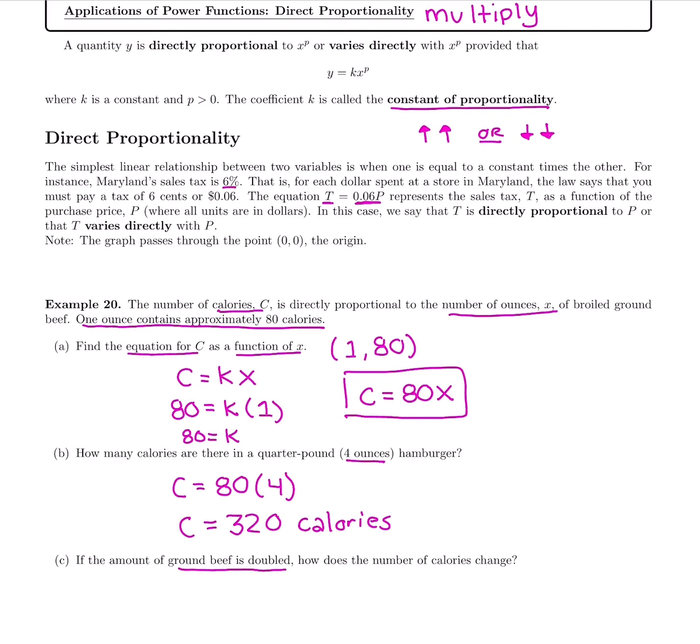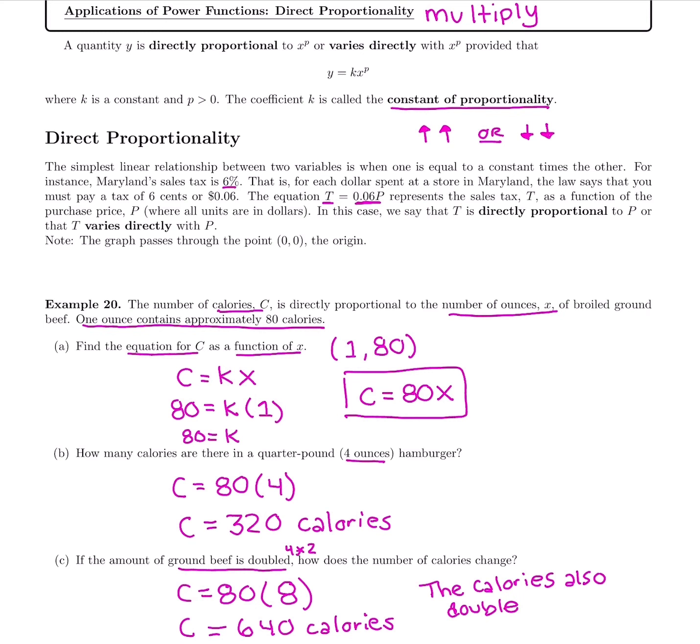We can see if we plug it in. Let's double the amount of ground beef. So we're going to do C is 80 times, instead of 4 ounces, we're going to do 8 ounces. We're going to do 2 times our X, which was 4. We're going to do 80 times 8, which will give us that C is 640 calories. So what happened to the calories? We went from 320 to 640. The calories also double.